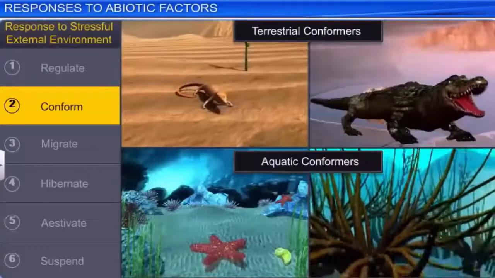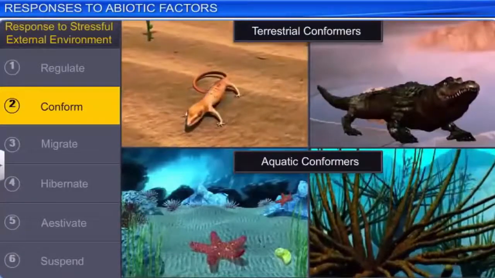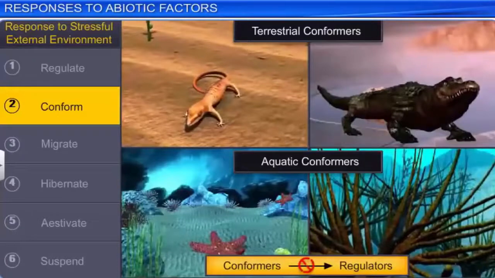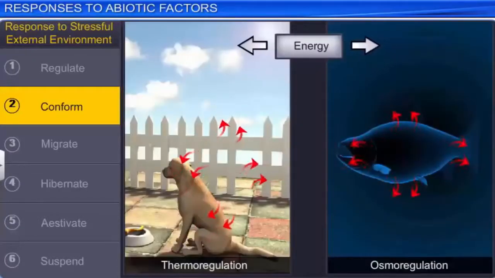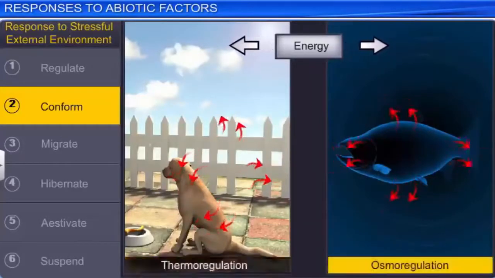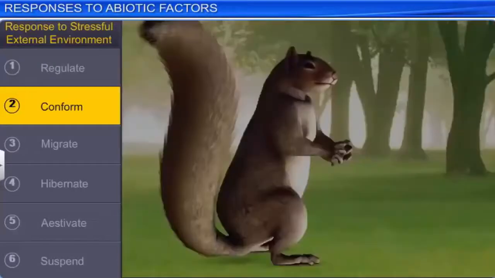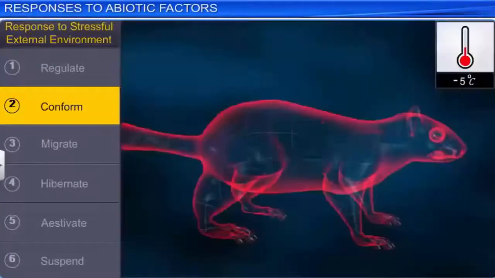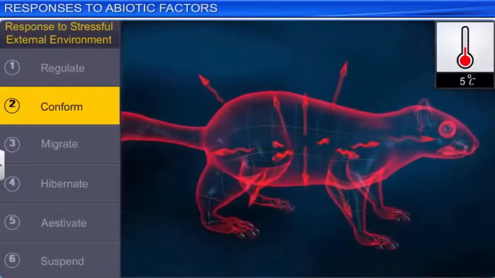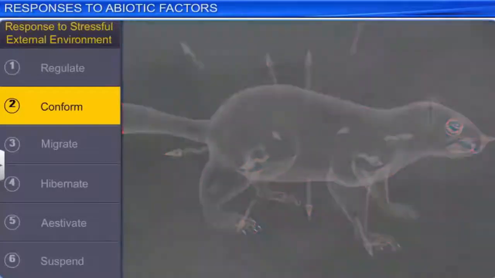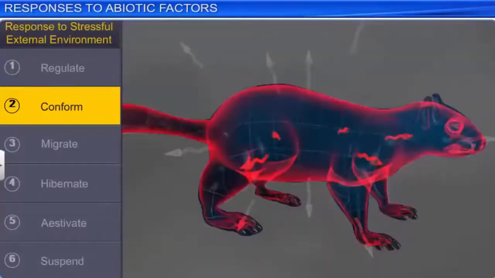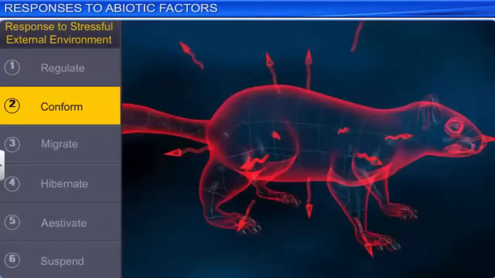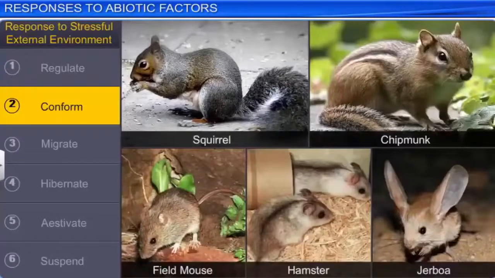Although maintaining a constant internal environment has advantages, conformers did not evolve into regulators. The reason is that processes like thermoregulation and osmoregulation consume a lot of energy, particularly in small animals, where heat loss or heat gain is a function of the surface area. Such animals have a larger surface area compared to their volume, and so they tend to lose their body heat very quickly when the outside temperature is low. Moreover, they consume a lot of energy to generate body heat, and this is why you rarely find small animals in the polar regions.